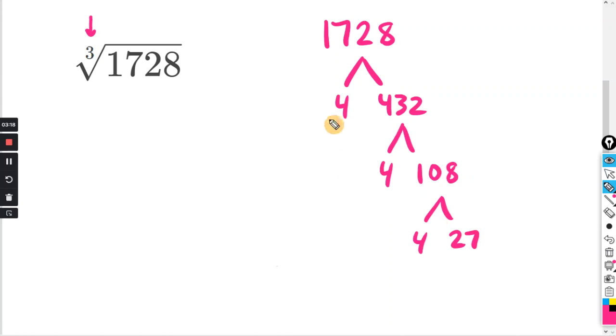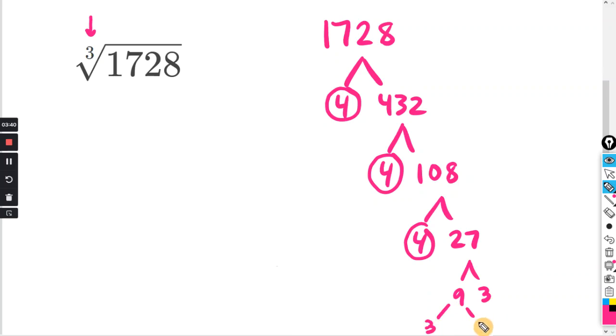You can break these up into primes, but since I have 3 numbers that match, I'm going to leave it like that, because that's going to come in handy later. And for 27, that's the same as 9 times 3. And for 9, that's the same as 3 times 3. So I'm going to circle the 3's here as well.